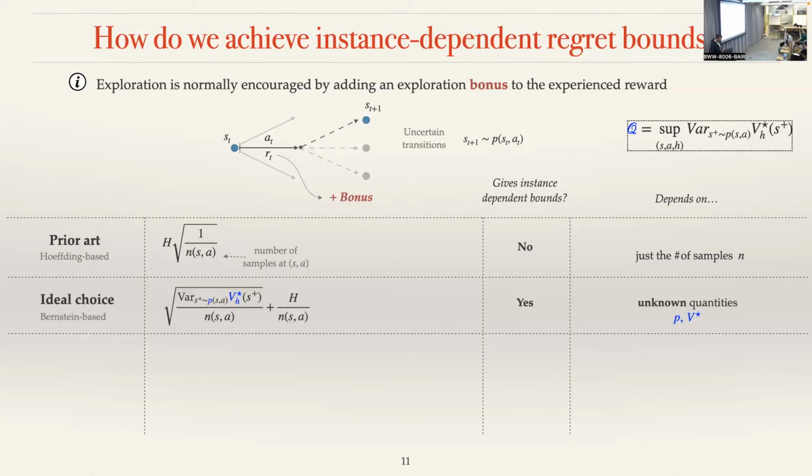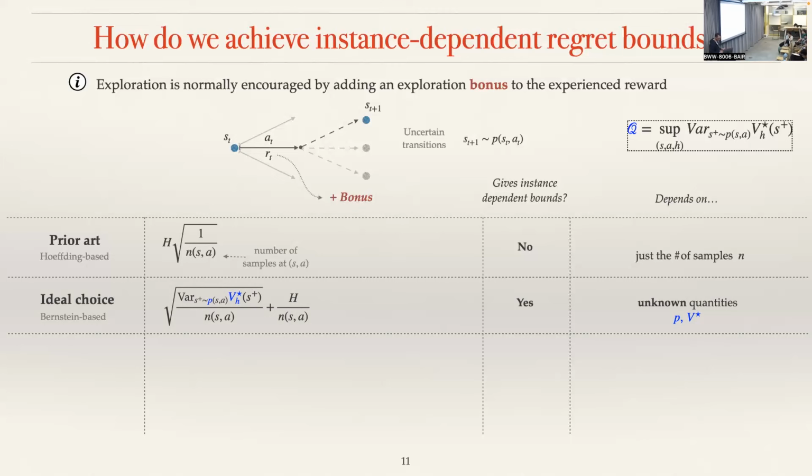Now, the ideal choice that one would like to make is to use some form of Bernstein-based concentration inequality, which does indeed contain something very similar to the quantity that we want. It would give rise to problem-dependent bounds, but there is one issue: in general, the optimal action value function, you don't know what it is. And the transition dynamics, you also don't know what it is. So although this choice of the bonus would be ideal, it's not something that you can do in practice.